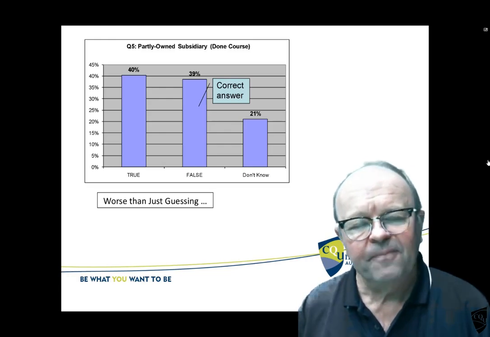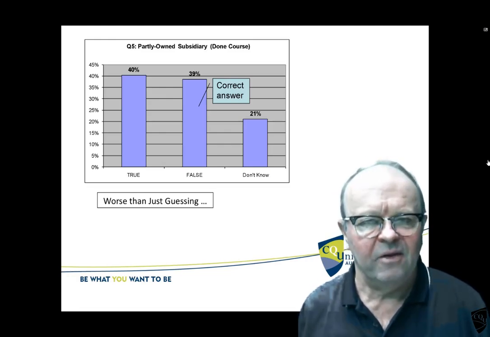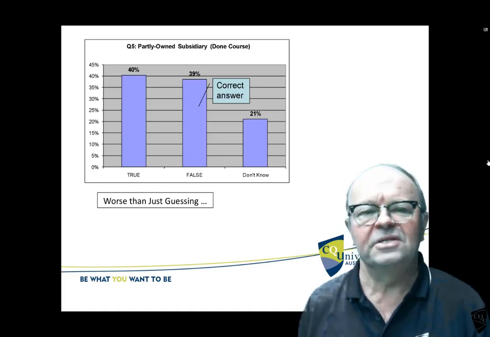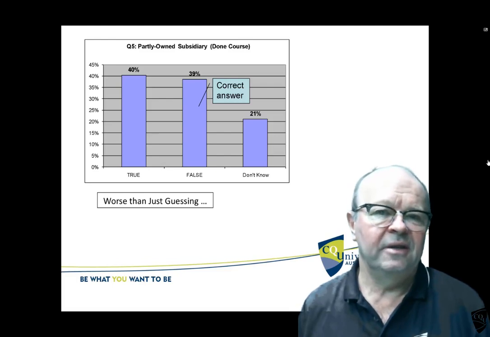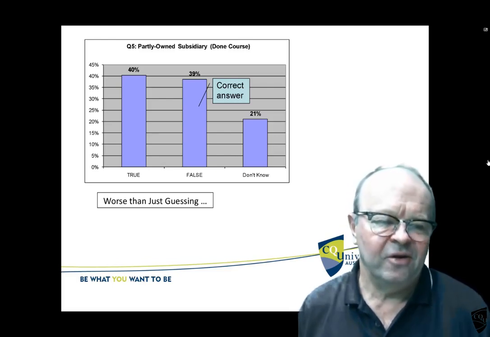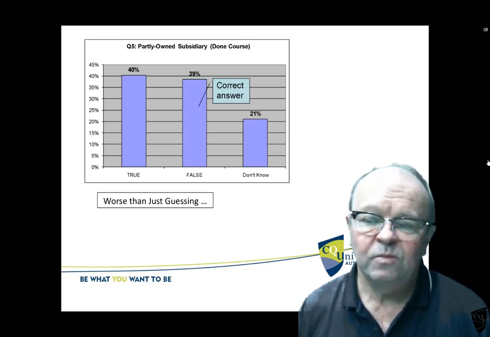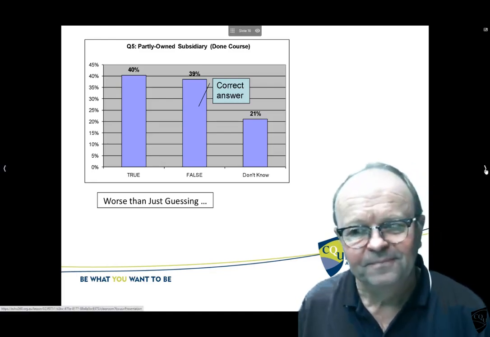In the group accounts, if you have a 60% subsidiary, you put 100% of the assets, liabilities, and profits into the group accounts, not 60%. So it's only a true or false, so it's 50-50. 39% got it right. So that was worse than just guessing. But they just studied it.